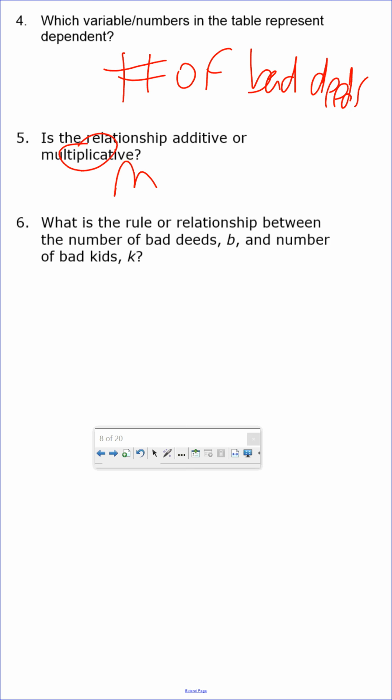It is multiplicative because we had to multiply by 13. It's additive or multiplicative. And what is the rule? The rule is you multiply the kids by 13, and that's how you will know the number of bad deeds.